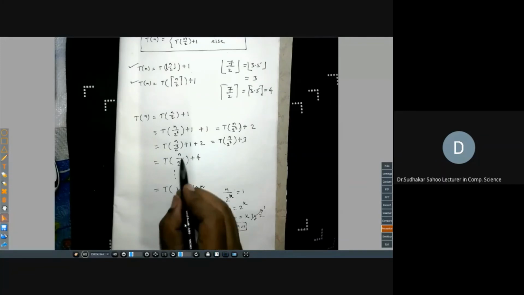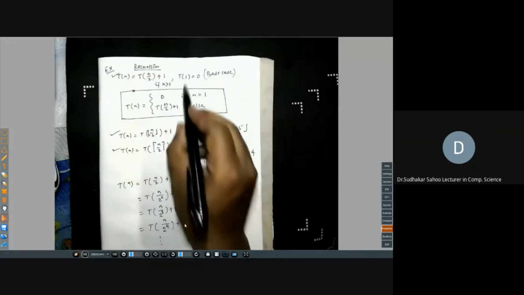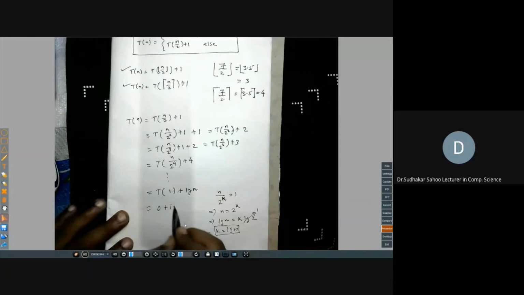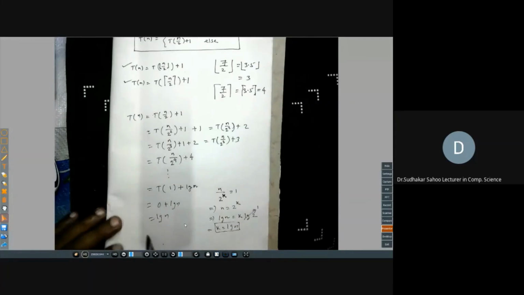Right. So when it will be n by 2 to the power k, here k value is log n. And T of 1 is given, it's 0. 0 plus log n, it is log n. So in terms of notation, can anyone tell what I will write? This is theta log n. So this is your another example.